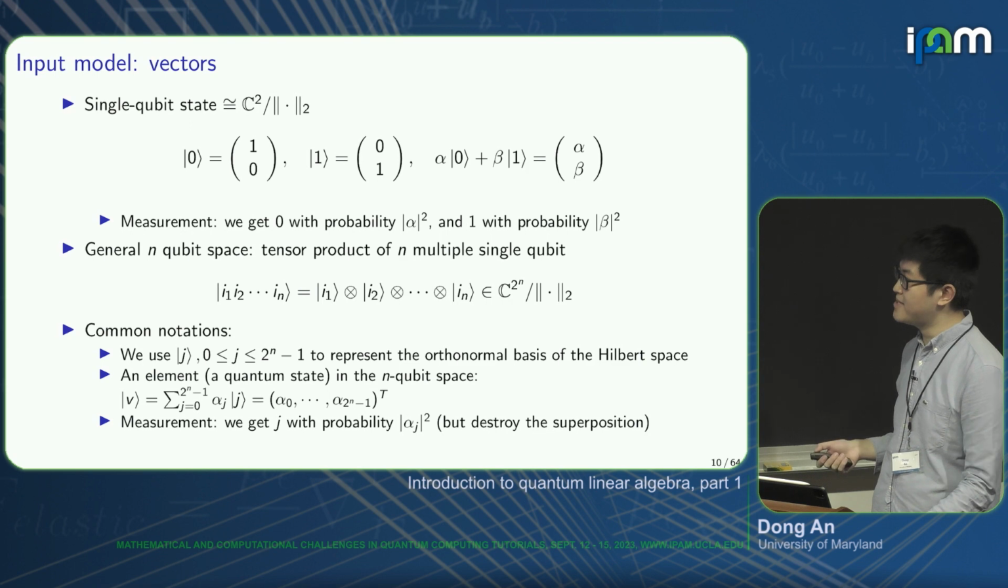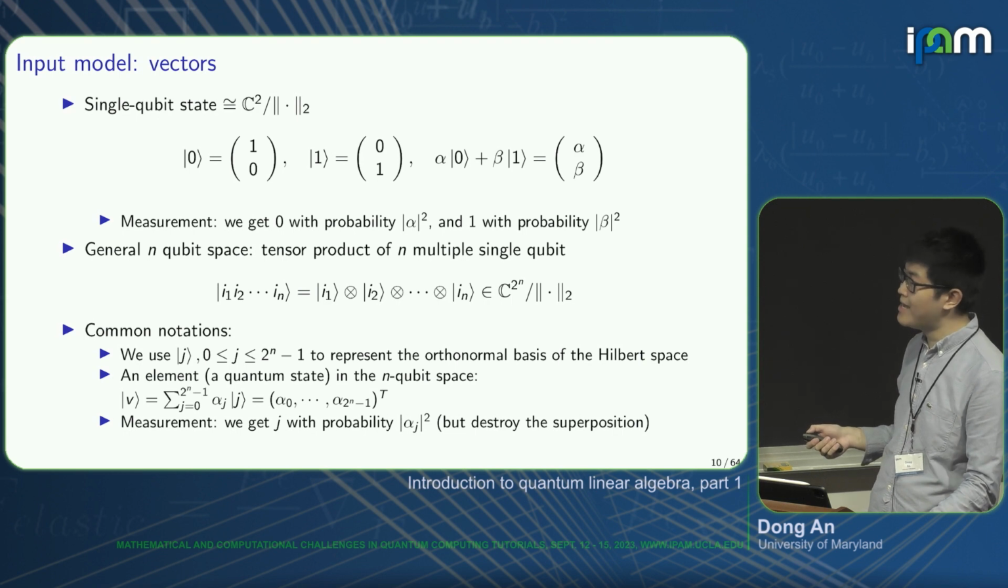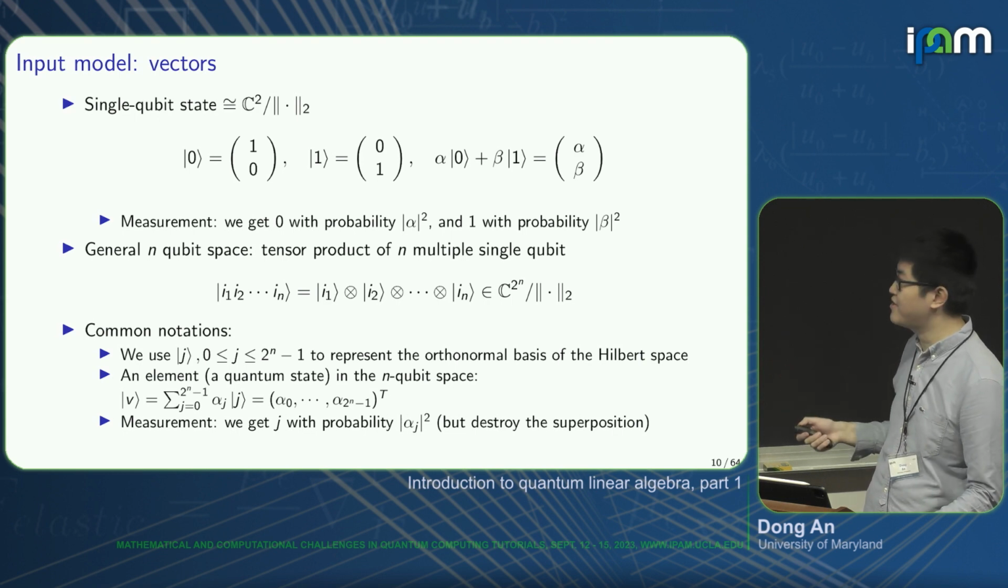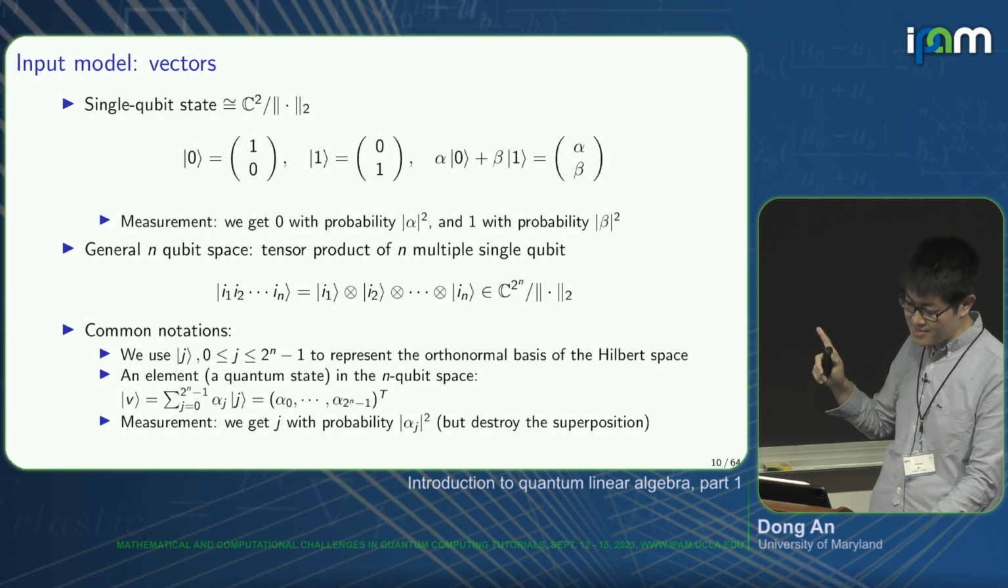And then a single qubit state in general can be represented as alpha |0> plus beta |1>. In the vector language, it is basically something like this: alpha in the first entry and beta in the second entry. So this is the mathematical structure of a single qubit state.